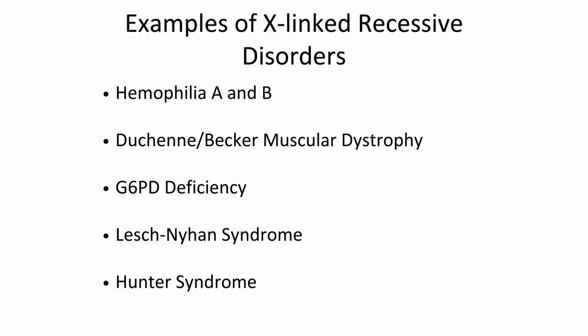Key examples include hemophilia A and B, Duchenne and Becker muscular dystrophy, G6PD deficiency, Lesch-Nyhan syndrome, and Hunter syndrome. In many Step 1 scenarios, you'll see male children presenting with symptoms while their mothers are asymptomatic carriers.